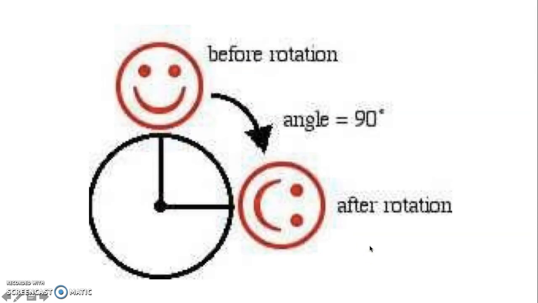So take a look at this smiley face. Before the rotation, it's just a normal smiley face. If I wanted to rotate it 90 degrees clockwise, it would turn so the smiley face is now sideways. And it's a 90-degree rotation because if we connect the points at the bottom of the smiley faces, it makes a 90-degree angle.